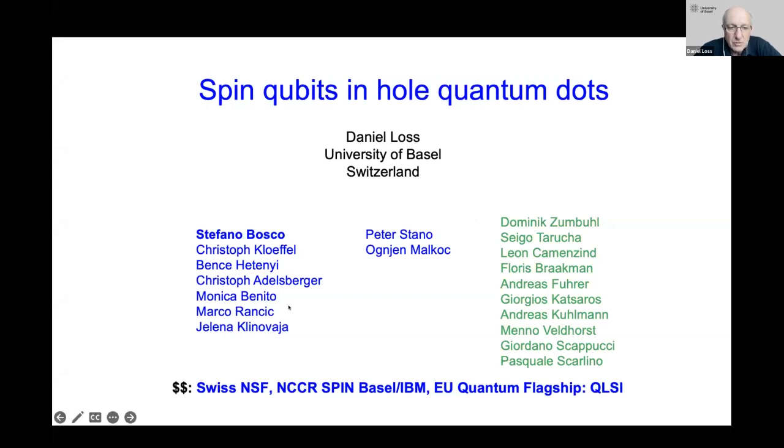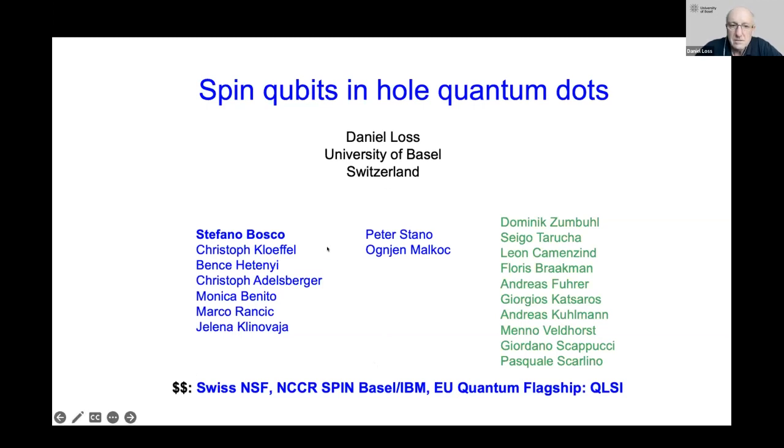And I should also acknowledge, to begin with, collaborators on this project. They are listed here. I hope you can see my cursor, in particular Stefano Bosco, postdoc in my group, and also Peter Stano in Riken. And on this side here, my experimental colleagues with whom we have collaborated. And down here, the acknowledgements for funding.